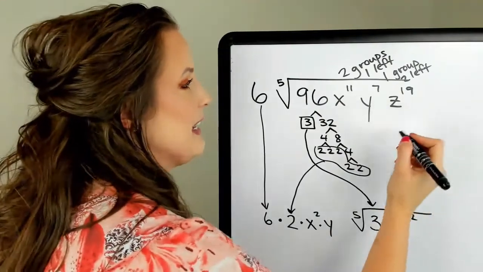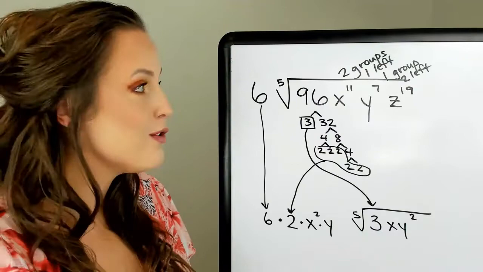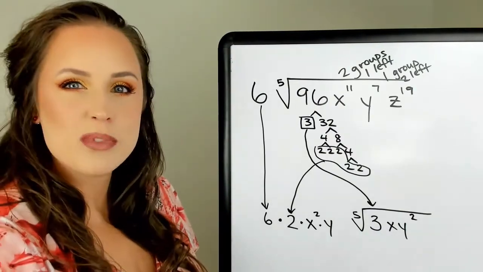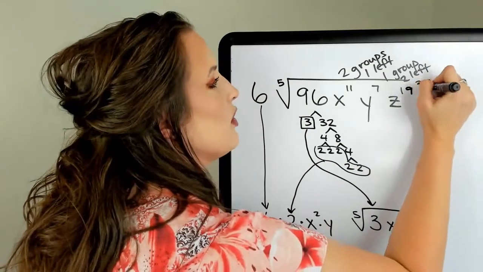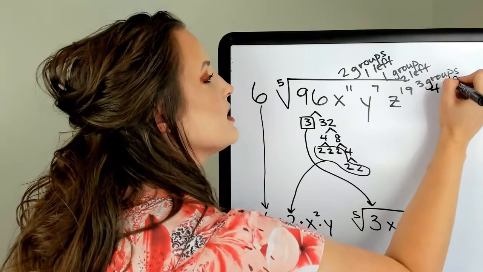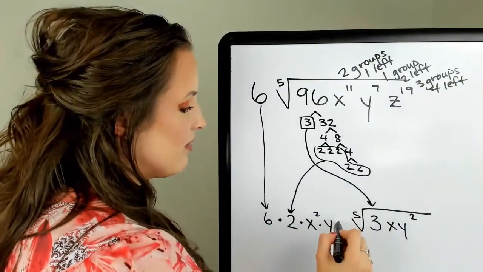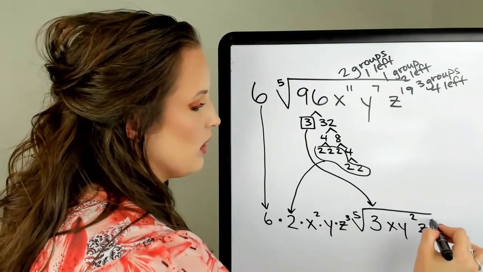Now z to the 19th. Now how many groups of 5 are in 19 z's? That would be 3 because 3 groups of 5 is 15 z's and then there'd be 4 left over. So this is 3 groups and 4 left. So we have z to the 3rd and then z to the 4th here.